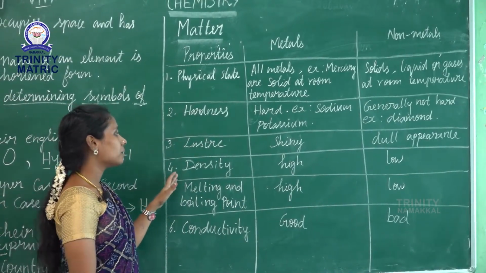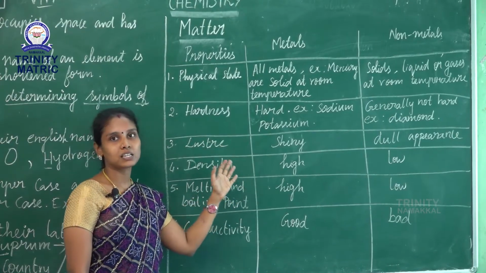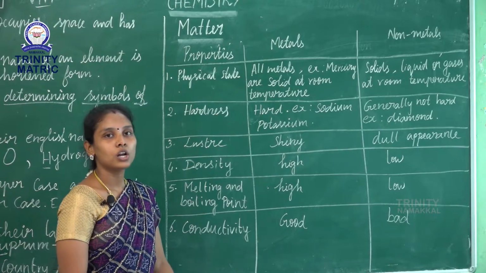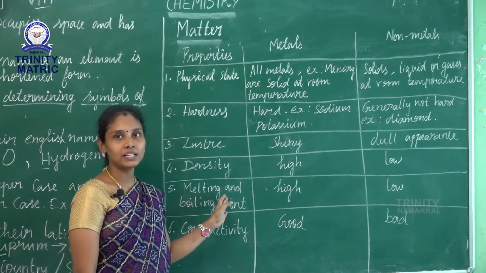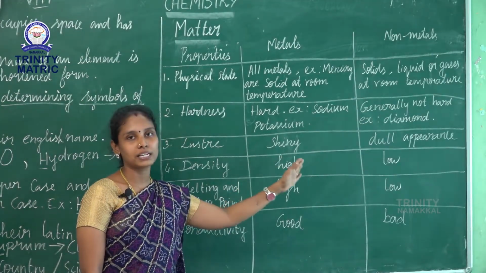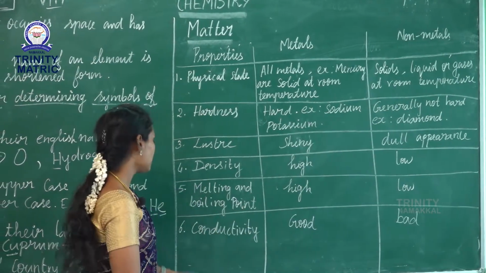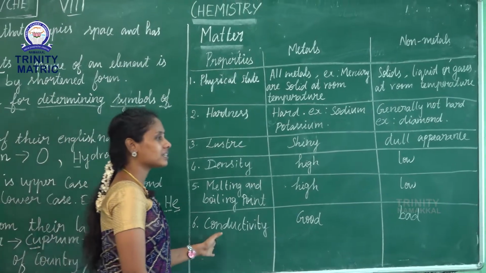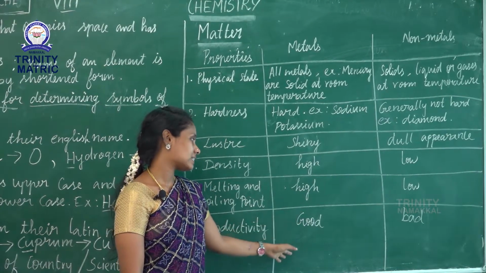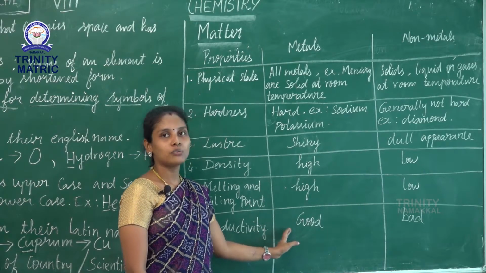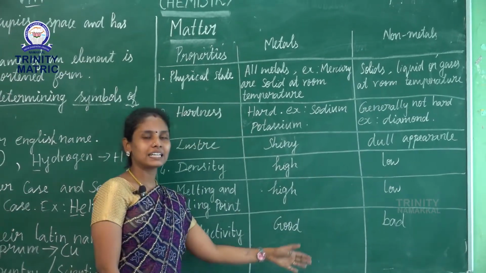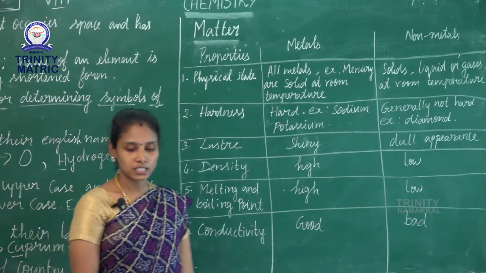Next, density. Metals, as we already know, have high density and non-metals have low density. Melting and boiling point. All metals have high melting points and non-metals have low melting points. And then conductivity. Metals are good conductors of heat and electricity. Non-metals are bad conductors of heat and electricity.